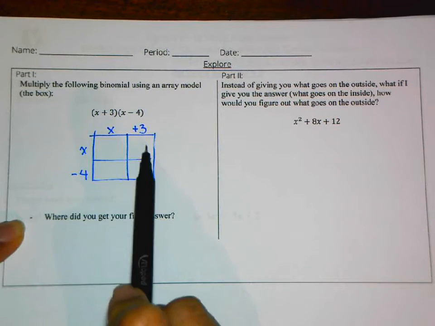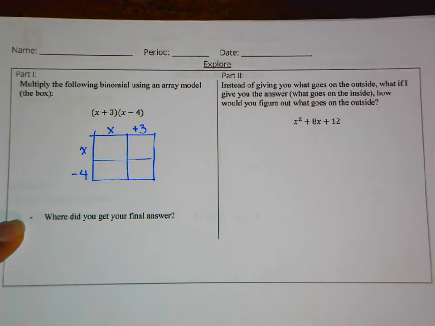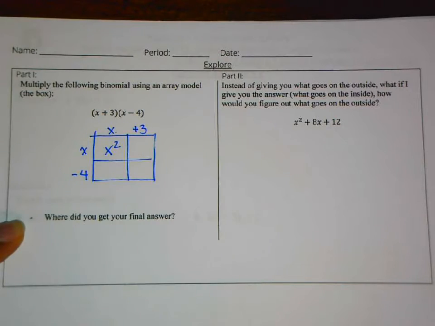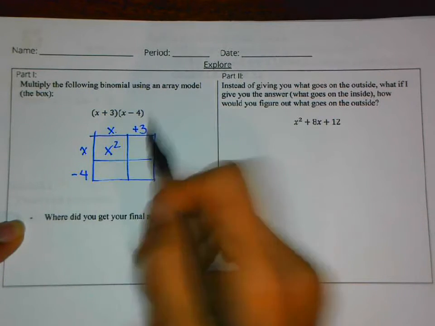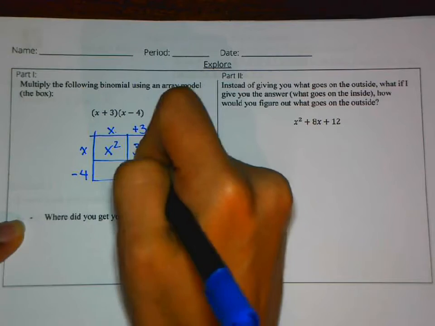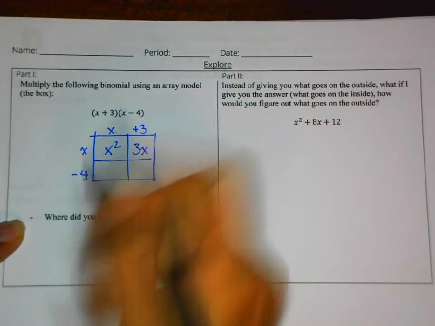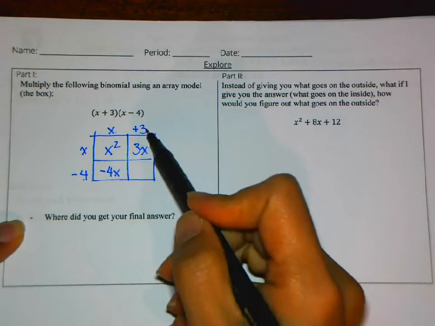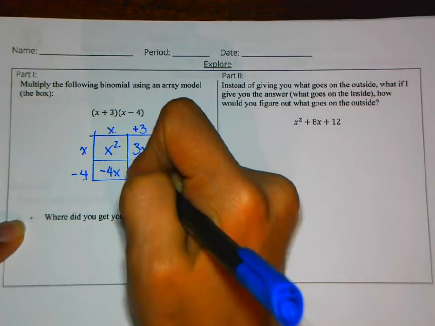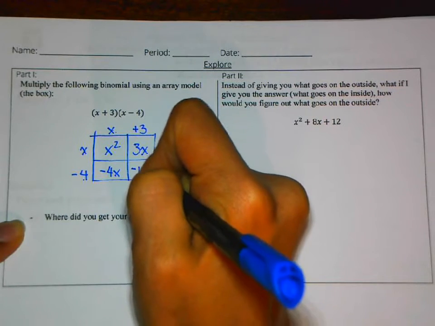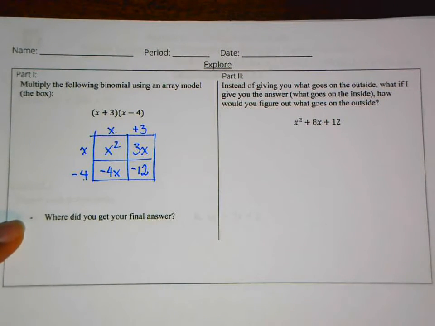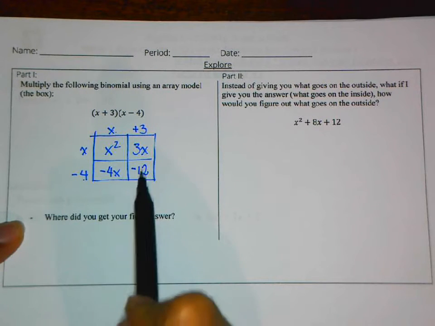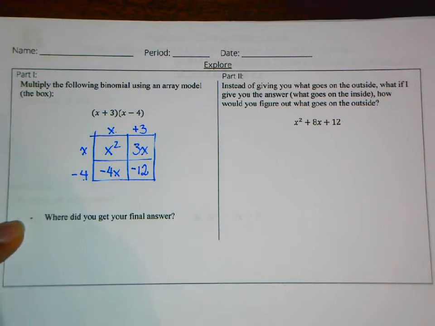So there's actually the area of 4 boxes here that we need to find. X times x is going to give me x squared. X times 3 is going to give me 3x. X times negative 4 is going to give me negative 4x. And last but not least, 3 times negative 4 is going to give me negative 12. The area of this entire box is all of the area of these 4 boxes added together.